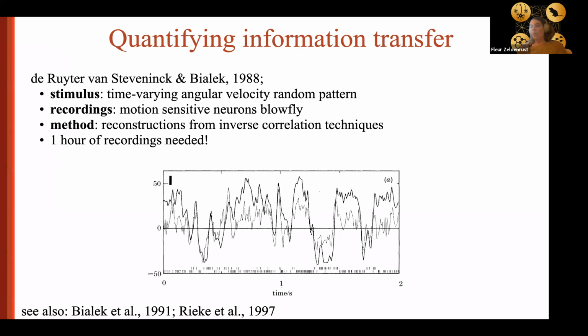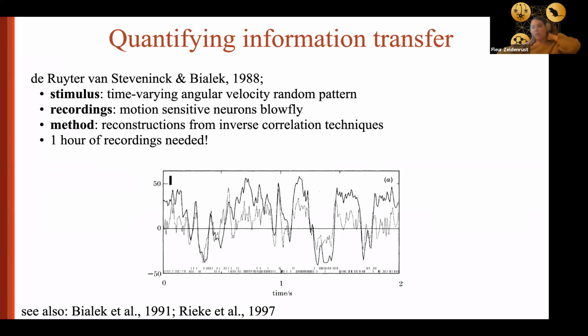Now, there have been several ways proposed in the past to do that. Here you see a very beautiful experiment by Rob de Ruyter van Steveninck and Bill Bialek in the 80s, where they had a blowfly and recorded from a single cell in the visual system of this fly. And they showed it a random pattern that changed in velocity.